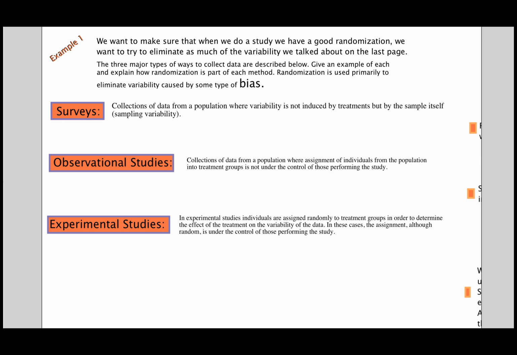All right, so let's look at some examples. Example 1. We want to make sure that when we do a study, we have a good randomization. We want to try and eliminate as much variability as we talked about. The 3 major types of way to collect data are described below. We want to eliminate bias.